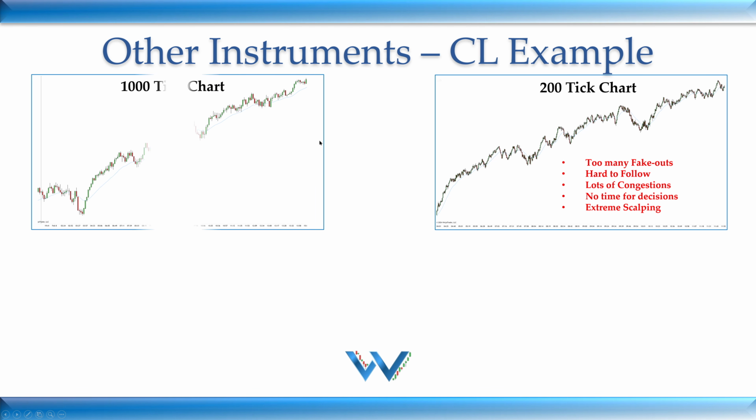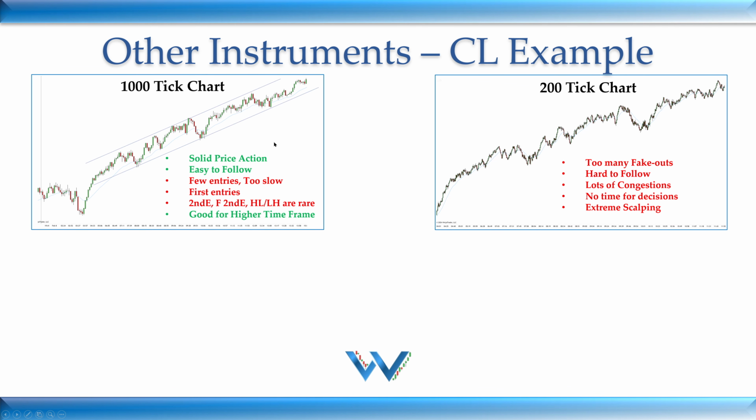So I'm going to increase the number of ticks. Let's say I'm going to go to a 1000 tick chart, still the CL. Now this price action looks solid. It is easy to follow. I can identify the key entry point, but when I analyze this chart closely, I have very few entries, very few high probability setups. I have a lot of first entries. I have very few second entries, very few high lows, very few failed second entries.